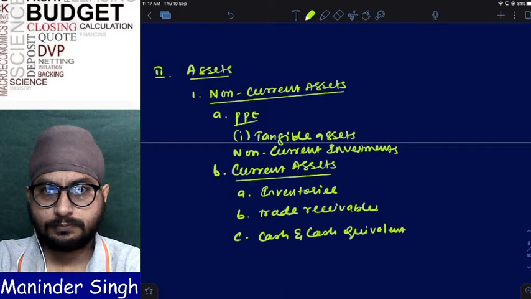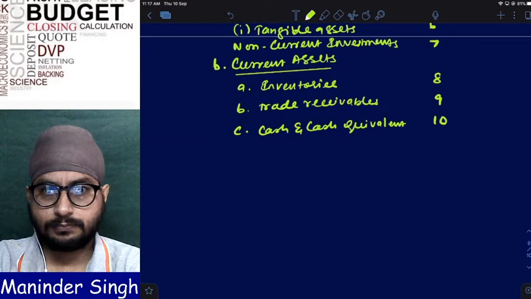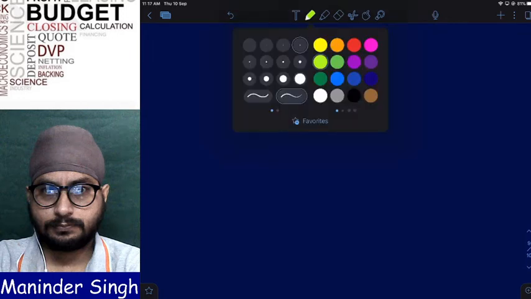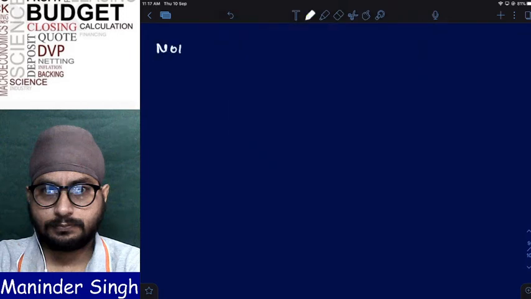So we had note number 6, note number 7, note number 8, note number 9, note number 10. Now let us start with notes to accounts. Now first notes to accounts is what? First notes to accounts is share capital. Clear?